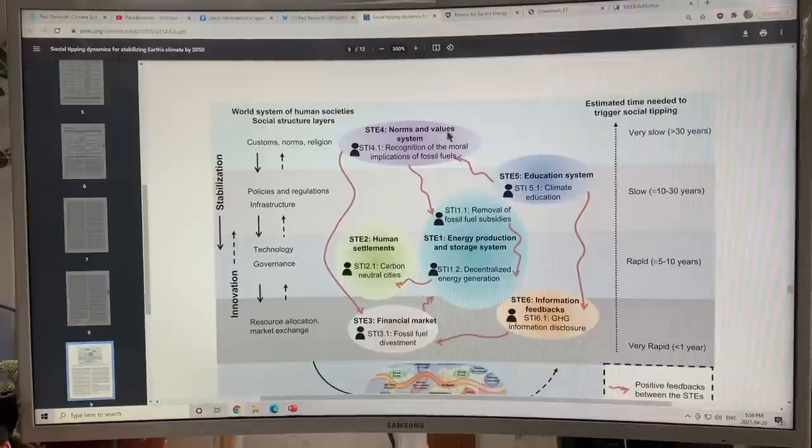Then the norms and values system: we need to recognize that fossil fuel exploitation, development, research, everything to do with fossil fuels is immoral. It's killing the planet. It's killing all life on the planet. But this is a very tough thing to change. There's a very slow time lag to change the norms and values.